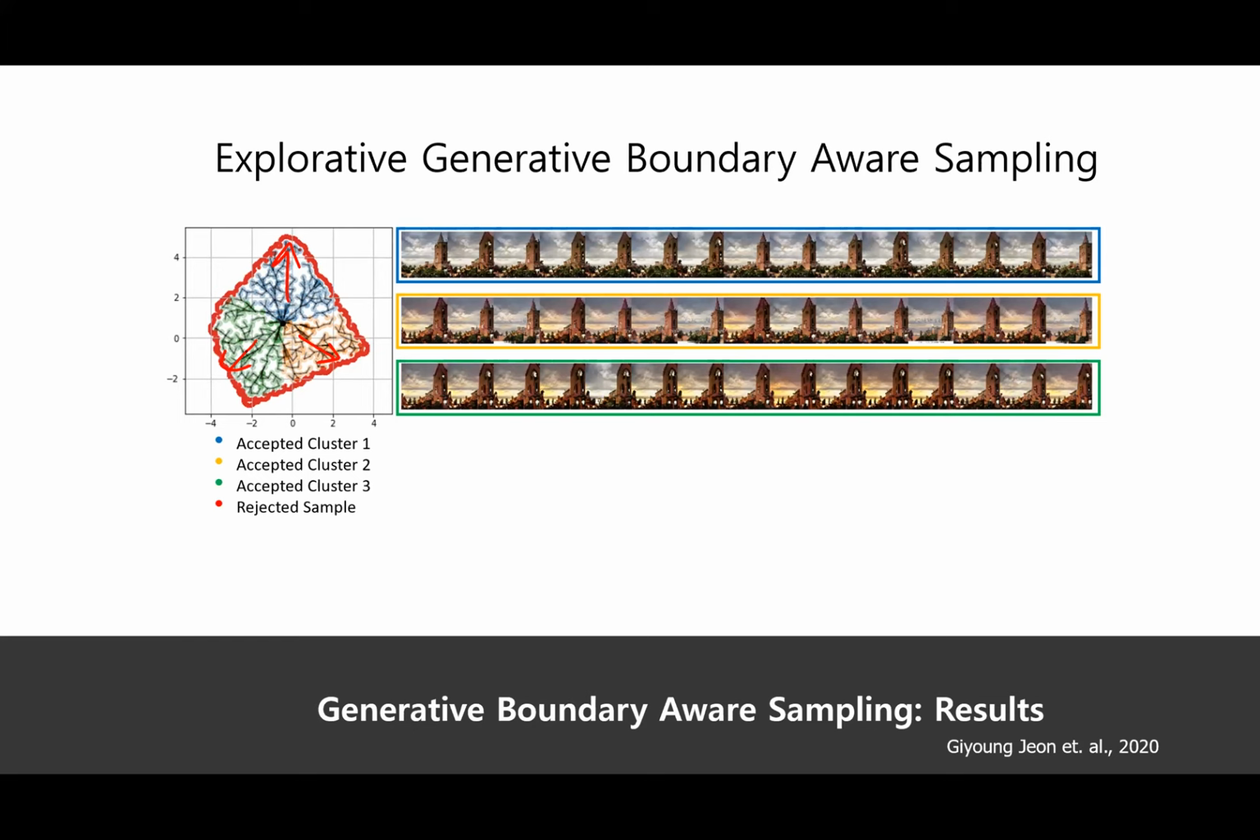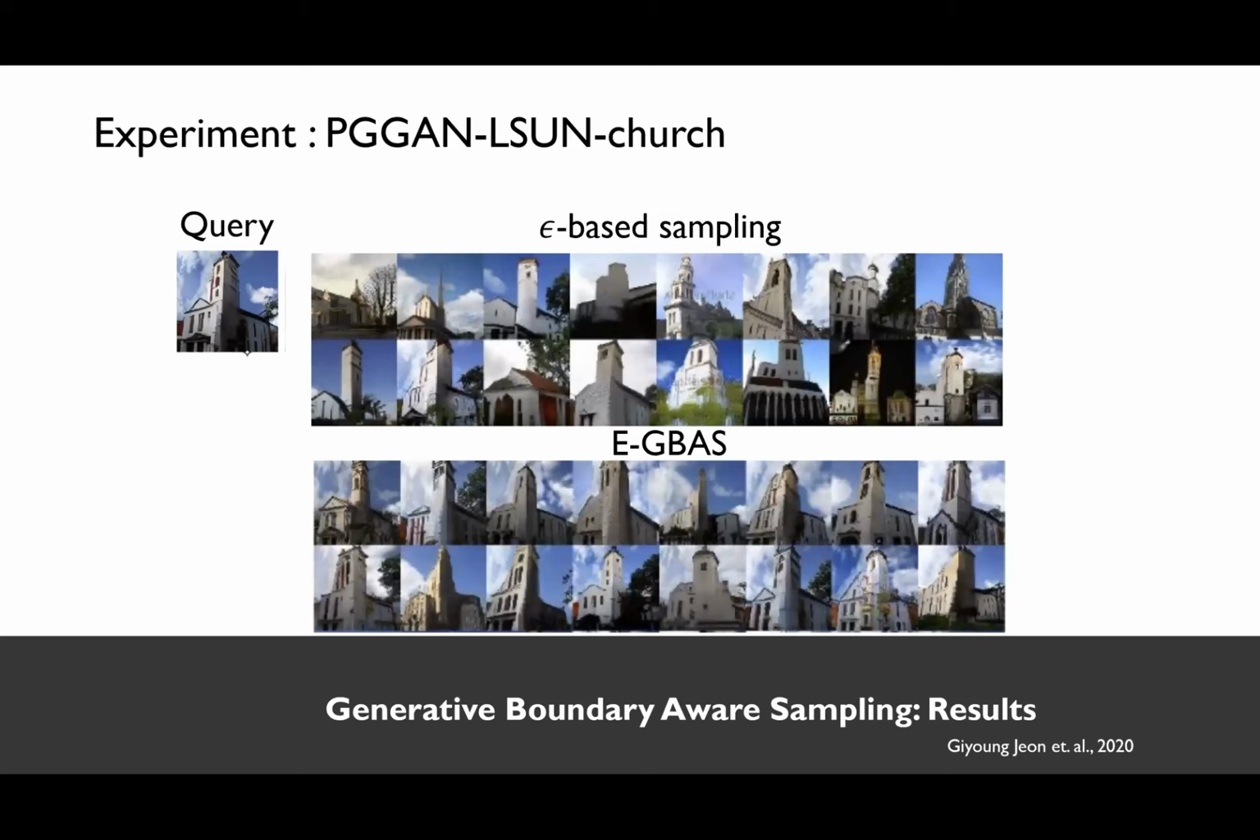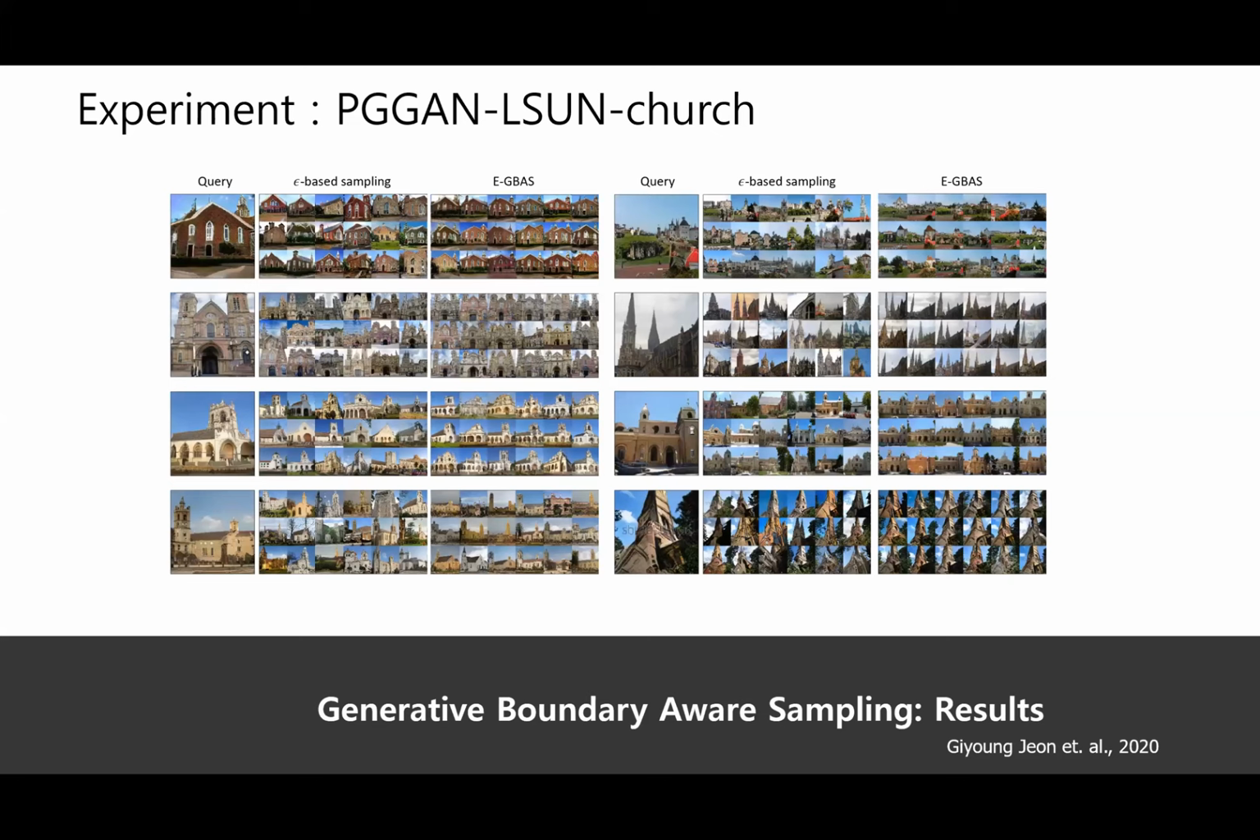Of course, we select some of the important generative boundaries, and then we can do explorative search of the internal generative region. If we apply this to the MNIST dataset, we can see that the MNIST image five is much closer to the epsilon-based sampling. And also with the architectural dataset, we can see the variation in the generative model, but compared to the original image, the epsilon-based sampling changes a lot. We can use different queries and different methods, different images, and then we can see that our method maintains the structure better than the epsilon-based one when they reach the same volume.